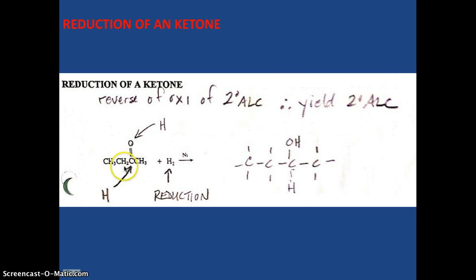All right, so here's our ketone. Okay, here's our carbonyl carbon, our carbonyl group. The double bonded oxygen is at the center of the chain, somewhere in the center anyway. So reduction, opposite of oxidation, so we're adding back in those hydrogens, and then we end up in this case with a secondary alcohol.